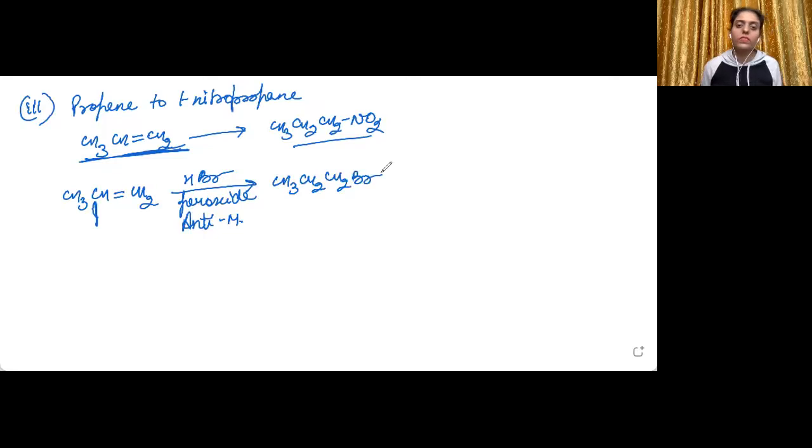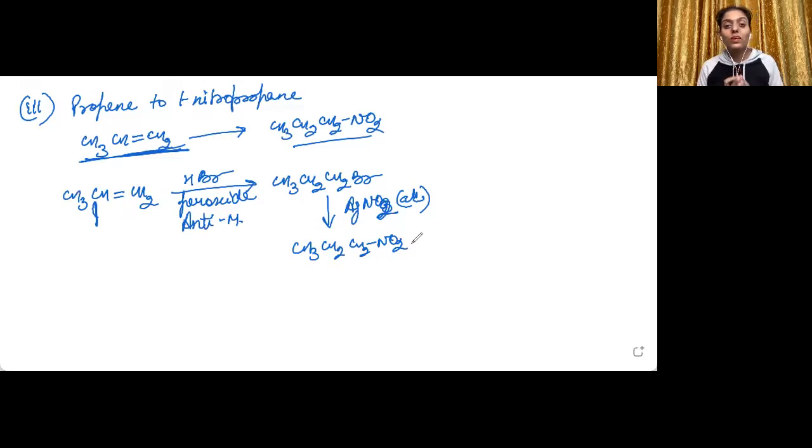So it will be CH3CH2CH2Br. Now we will be treating it with alcoholic AgNO3, not AgNO3, AgNO2, and we get CH3CH2CH2NO2 as the product formed.